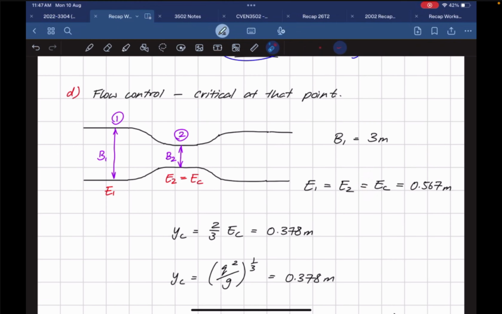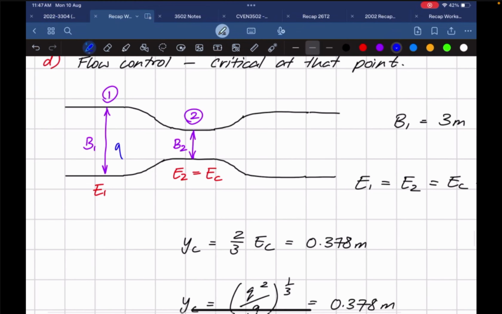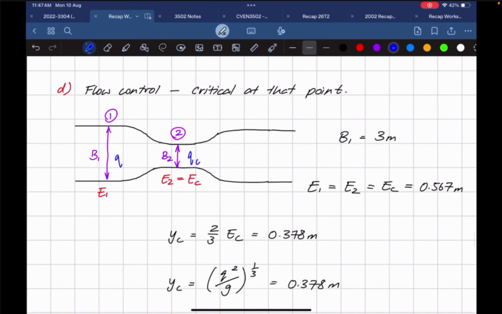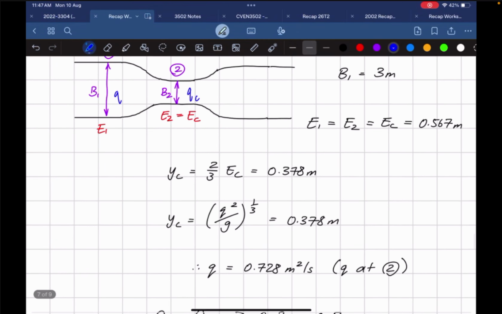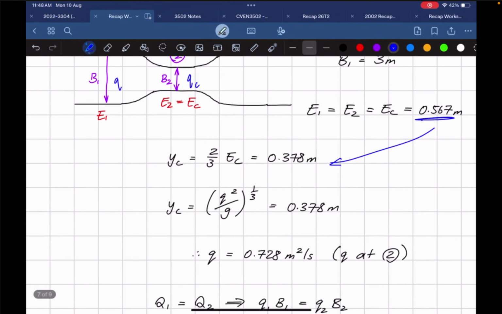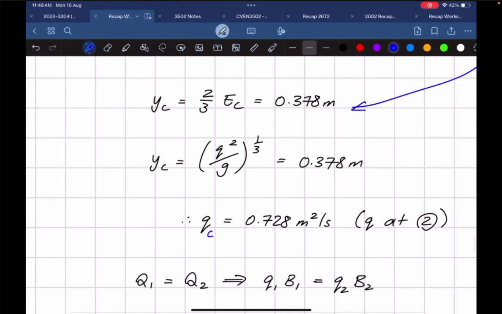Okay, good. So our job is to find what Q is over here. We already know what Q is over here. Our job is to find QC, the critical flow at this point. The way to do that is using our YC formula, because our YC formula is a function of Q. We can figure out YC from EC over here. So this is our Q at 2, which is also our critical flow.